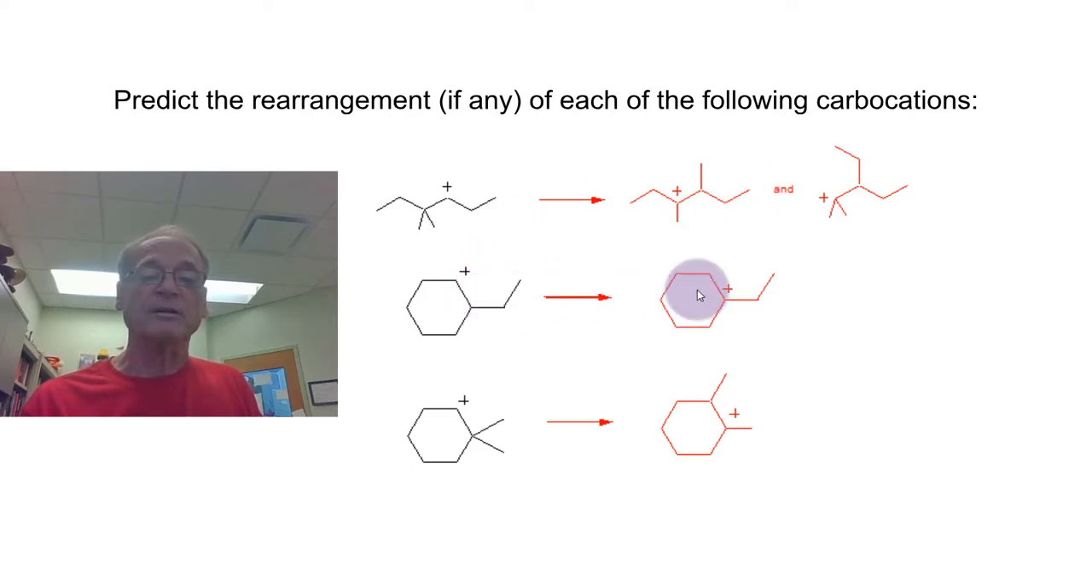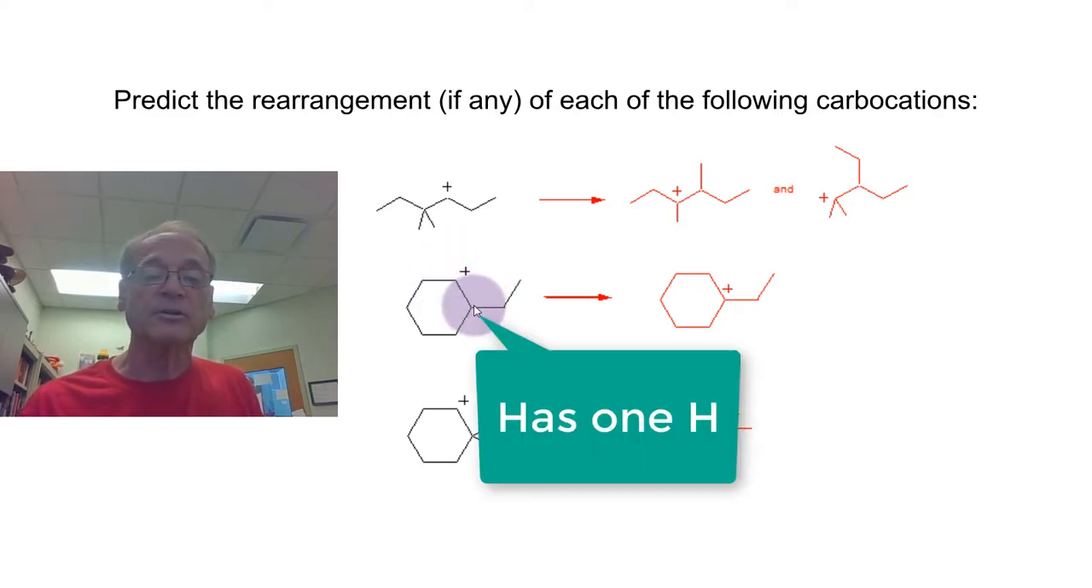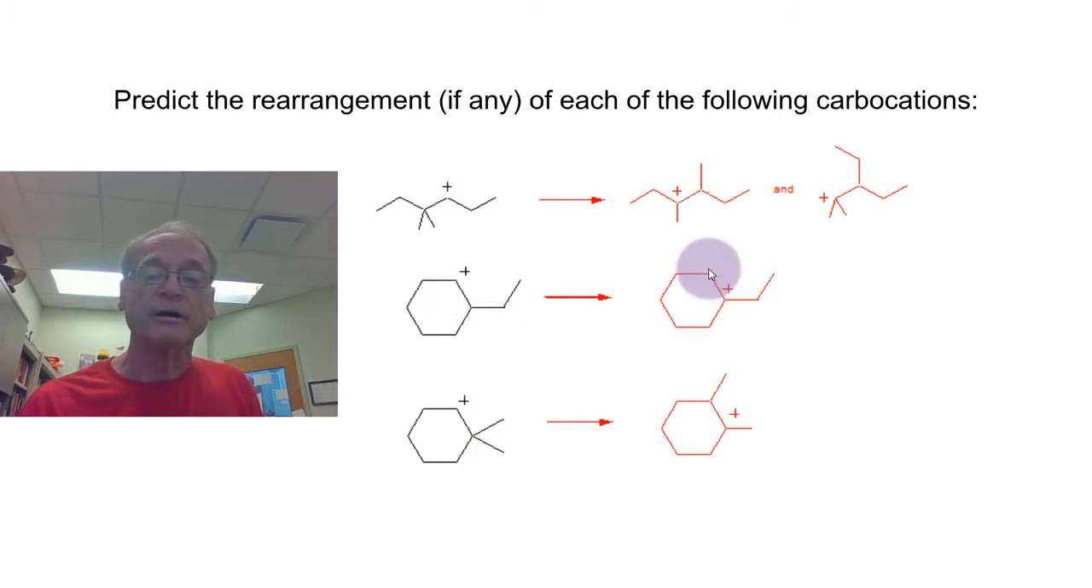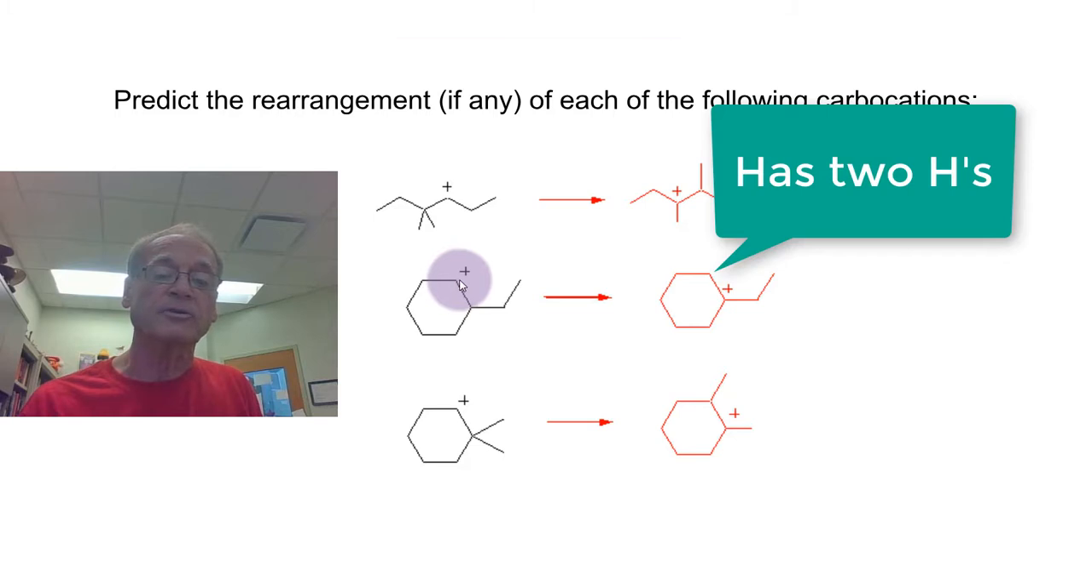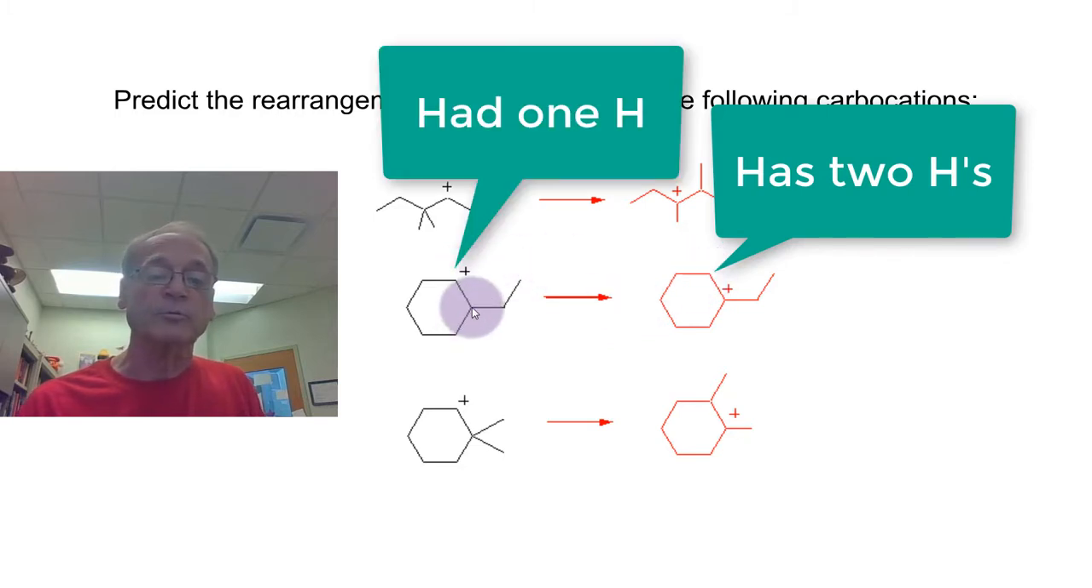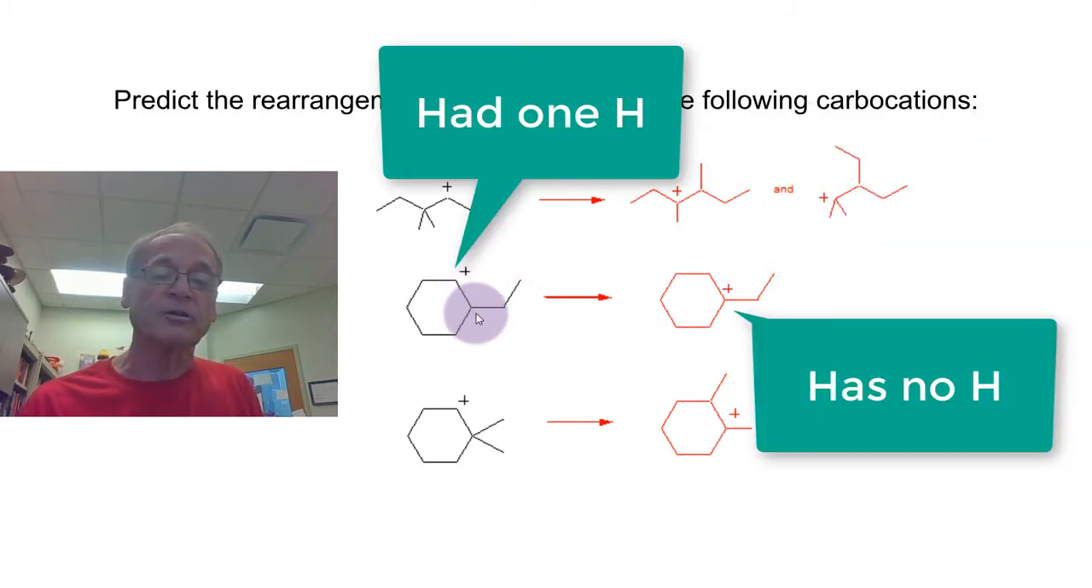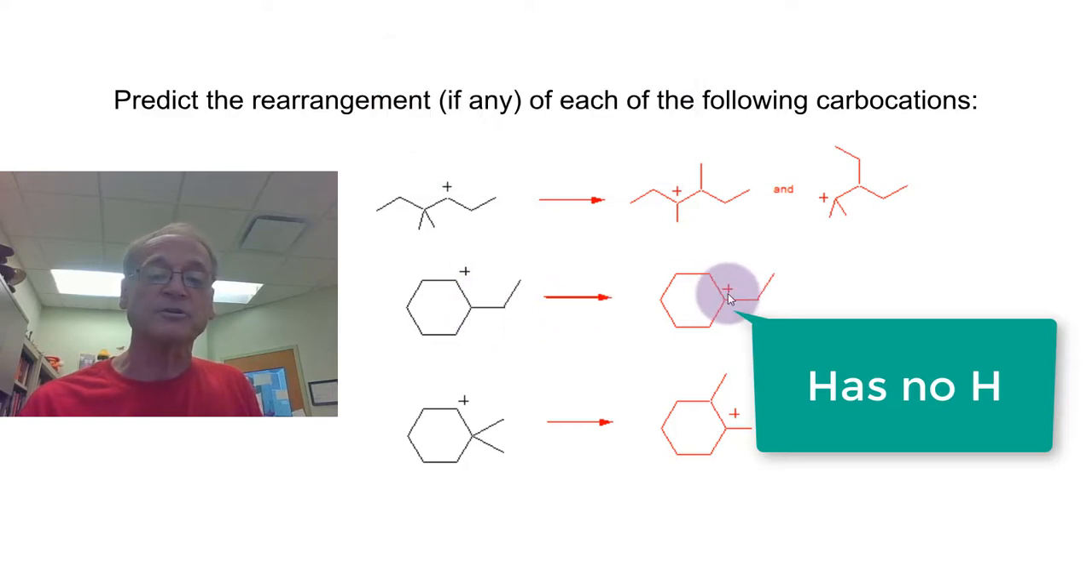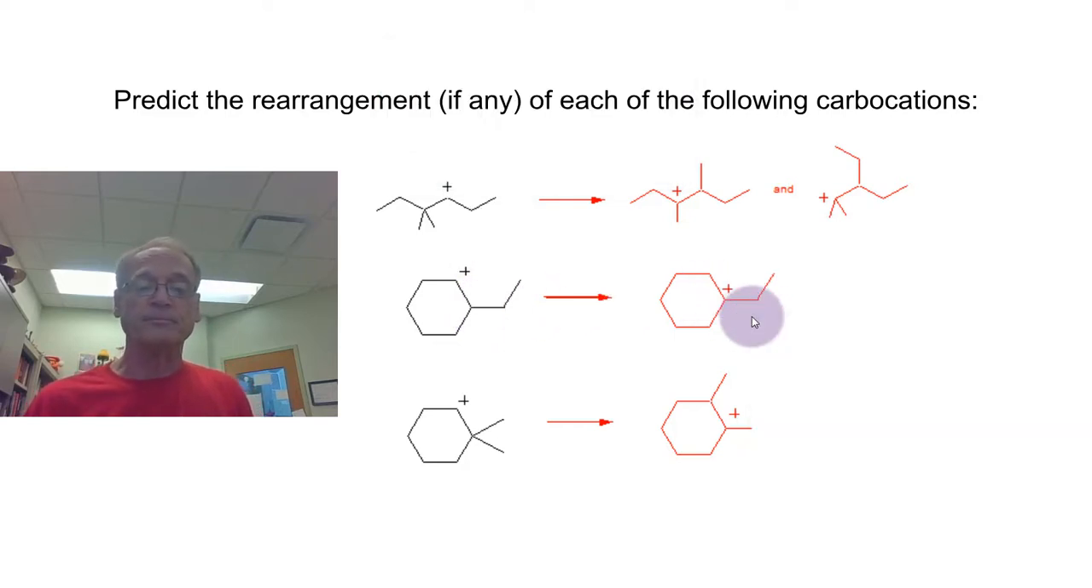Okay, so what about the second case? Well, this is a secondary carbocation. Could we move anything from one of these carbons next door to make it into a tertiary carbocation? If you state it in that way, it becomes obvious that there is a hydrogen right there that we could move over to that carbon right there. So that carbon now has 2 hydrogens instead of only 1 that it had in this case. But as we move that hydrogen over, that leaves this carbon positive, and that, of course, is a tertiary carbocation. So that would occur.